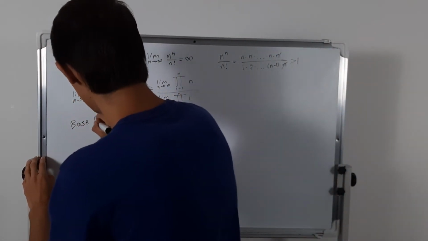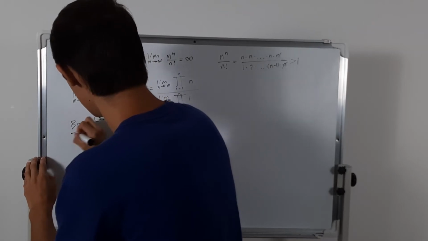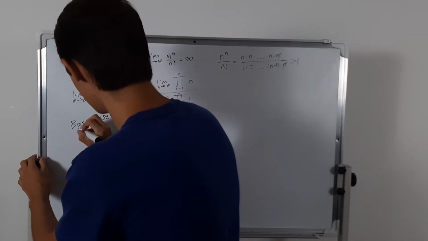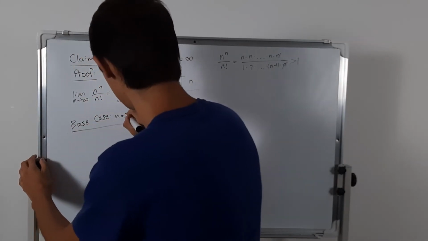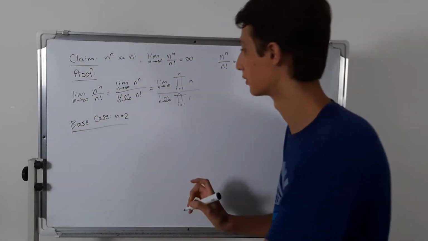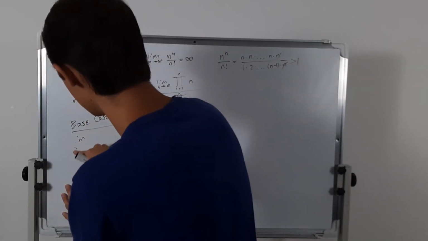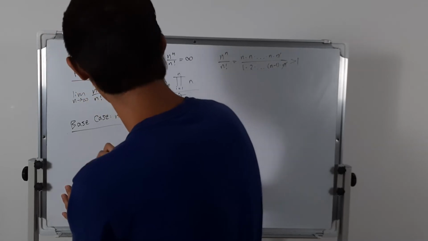It would be easy to do n equals 1, but that's pretty easy. You can do that for yourself. I'm going to show that n equals 2 works, because that's slightly more interesting. We don't need the limit here.